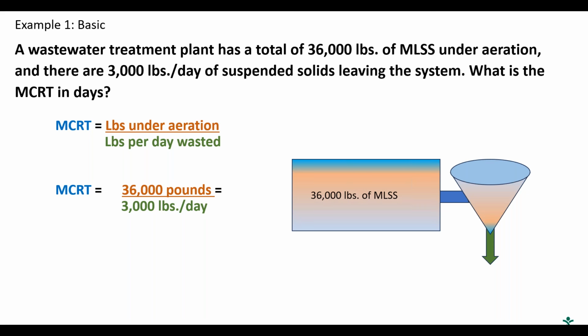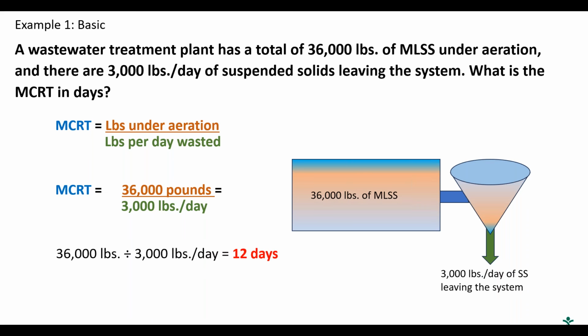You can put it in chat if you see the answer. I see an answer of 12. Excellent. You get an A+ for that answer because 36,000 pounds divided by 3,000 pounds per day gives us 12 days. So that's the simplified version.